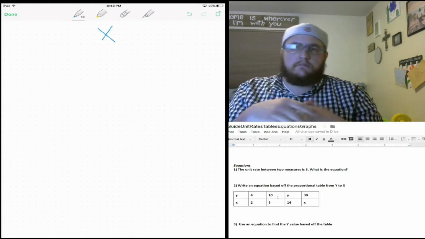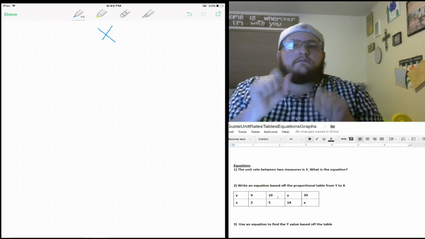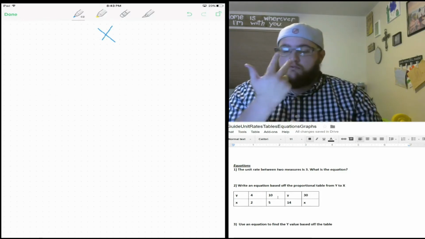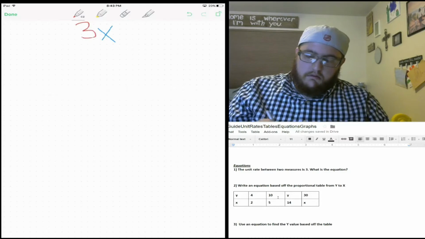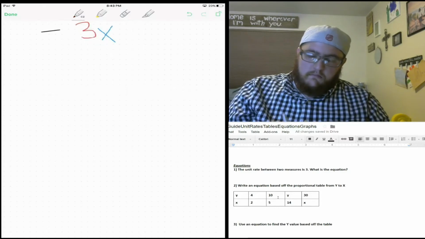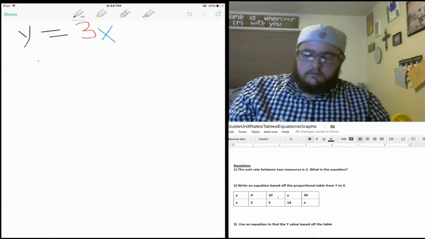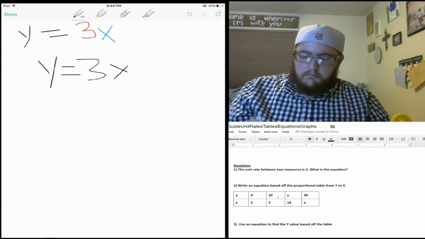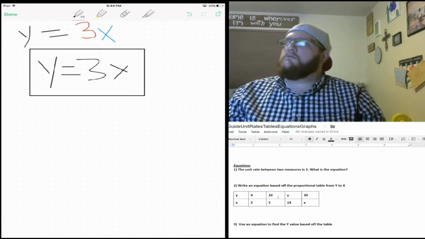So we can plug in any number for x. It could be 4, or 3, or 5,000 if you wanted to. And if we multiplied that number by 3, we would end up with a y value, because we know the unit rate. So y equals 3x is our equation.